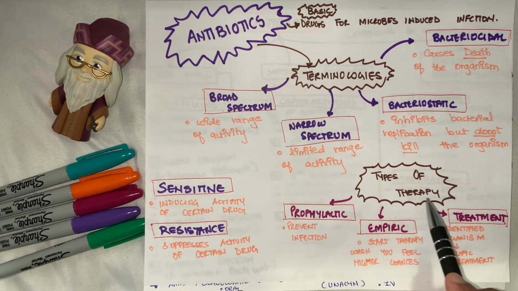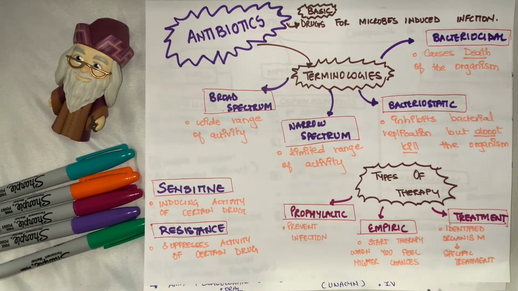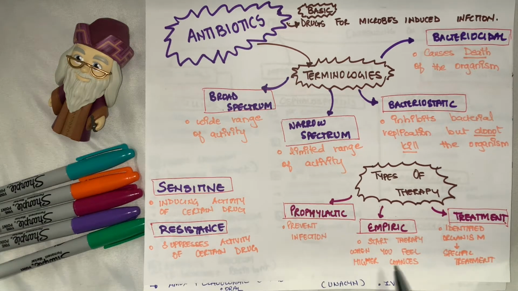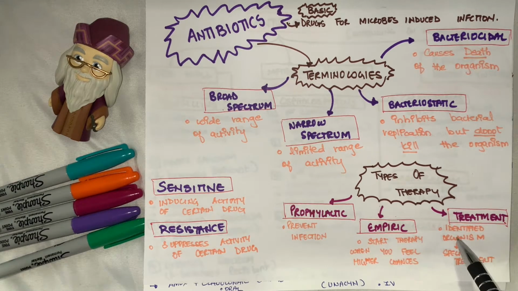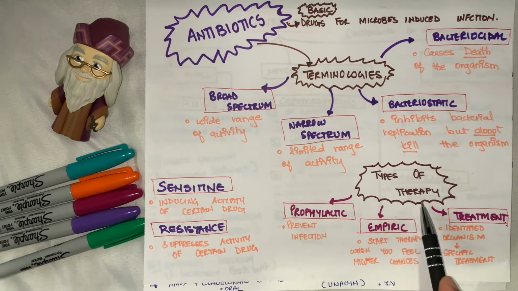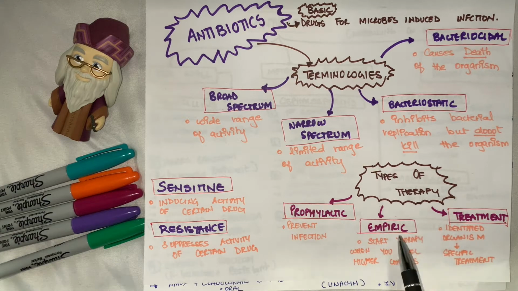What about the types of therapies? Antibiotics are drugs that are used in different types of therapies. First one is prophylactic, which means the infection isn't there yet, we just have to prevent it. What about empiric? Empiric is when you start the therapy when you feel there's a high chance of infection. And what about treatment? We know that there's an identified organism that is causing a specific infection, and therefore we need a specific treatment regimen. So, prophylactic therapy, empiric therapy, and treatment therapy. That is where we use antibiotics in different doses and different durations.